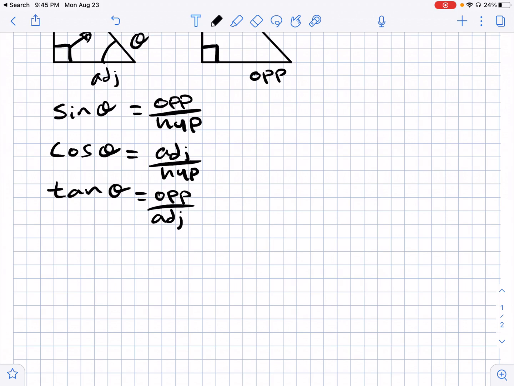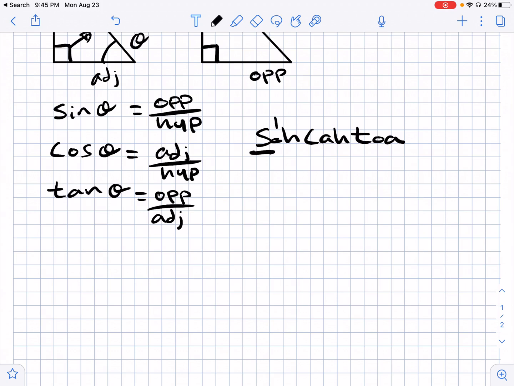Now, back whenever I was in my high school math class, my teacher taught me something that helped me remember these trig functions, and I've never forgotten it. They taught me a word. That word was SOHCAHTOA. If you remember that word, you'll never forget the order of these trig functions.